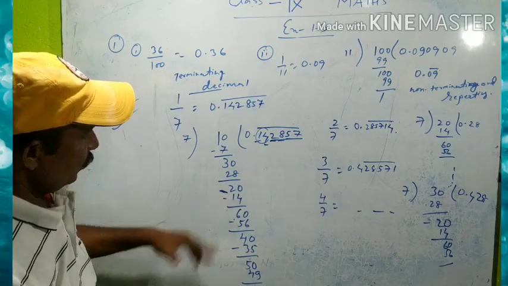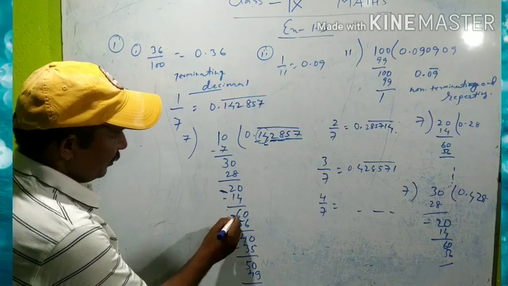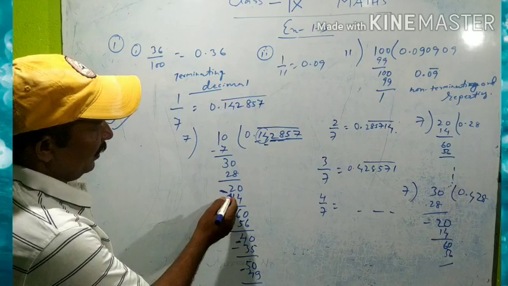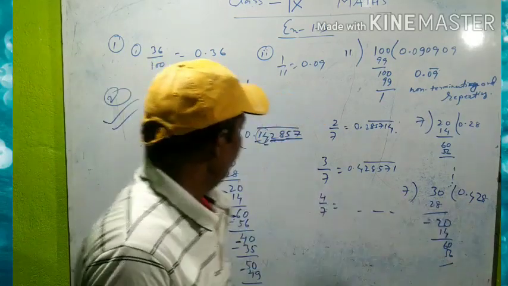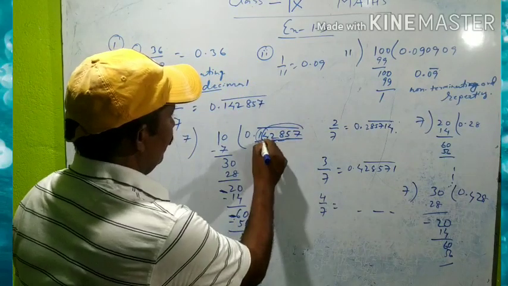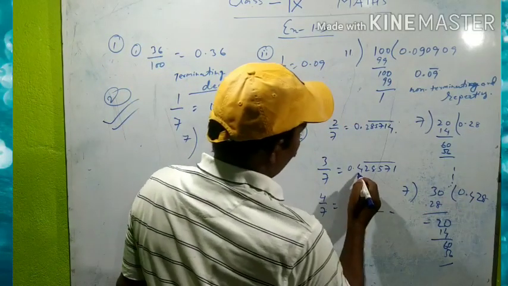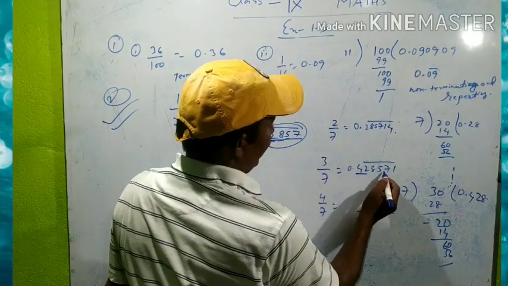Then after 2, no dot, 6 remainder will be coming. Then 4 remainder will be coming. Then 5 remainder will be coming. That means here is 4, 2. That means you will start from here now. This one: 4, 2, 8, 5, 7. 4, 2, 4, 2, 8, 5, 7.